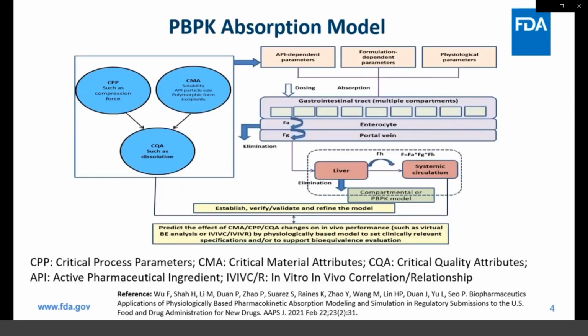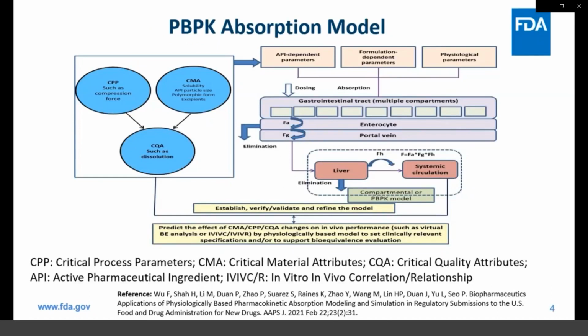This slide shows the general strategy of the establishment and application of PBPK absorption modeling. As can be seen from the schematic figure, the model inputs include API-dependent parameters, formulation-dependent parameters, and physiological parameters.